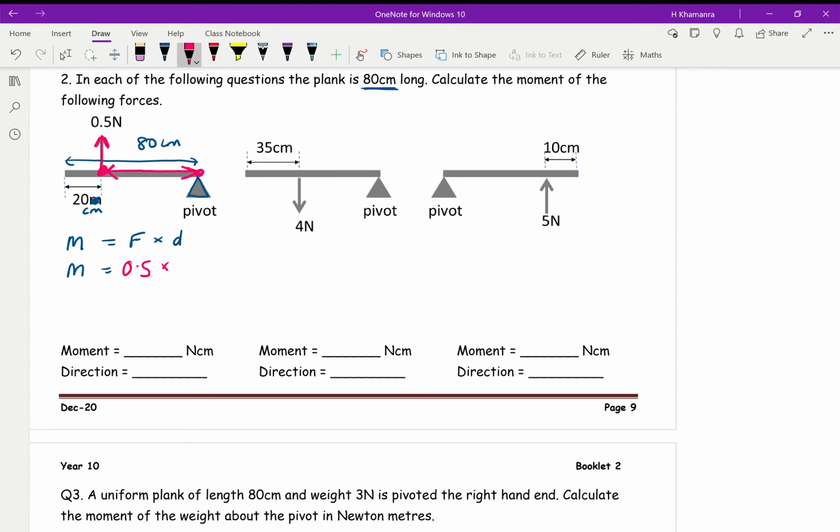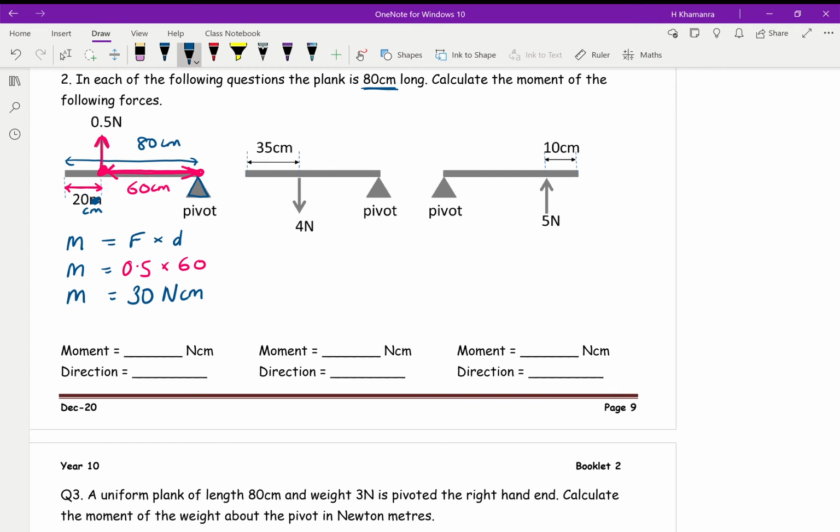If the whole thing is 80 centimeters long and this distance here is 20 centimeters, then what we have left over between the force and the pivot must be 60 centimeters. So I'm going to put in a distance of 60 and I'll just change back color. So my moment then is 0.5 times 60, which gives me 30, but I have to include my units, which is newtons times centimeters, and then I have to look at my direction.